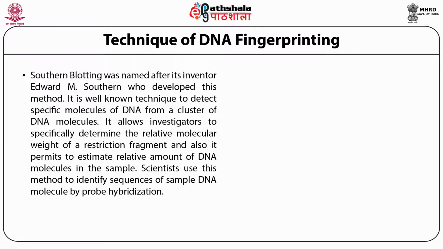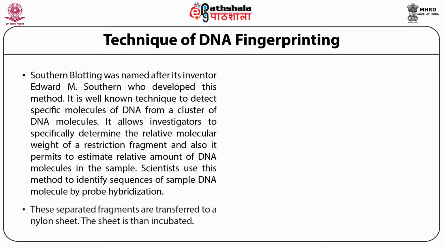Scientists use this method to identify the sequence of sample DNA molecule by probe hybridization. The procedure of Southern blotting is performed by extracting DNA molecules from the sample. Then it is chopped into small fragments with restriction enzymes. Then the cut DNA fragments are transferred into agarose gel and split into single-stranded DNA molecules by alkaline chemicals. These separated fragments are transferred to a nylon sheet.